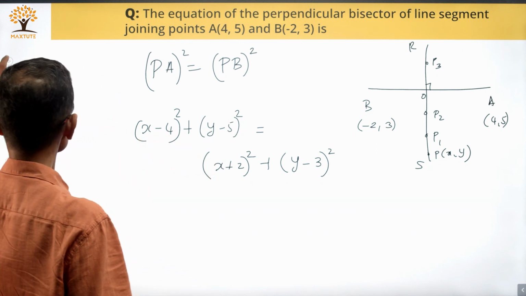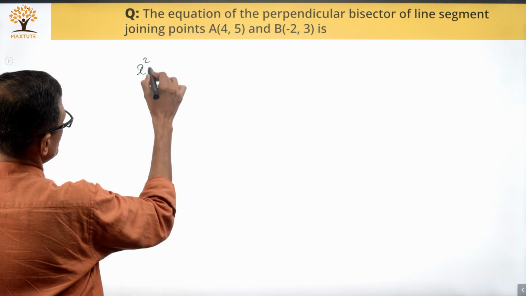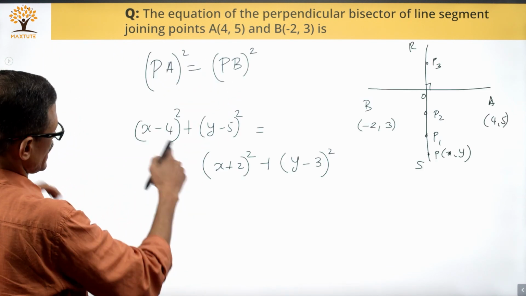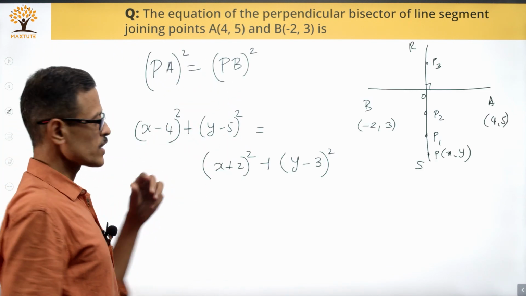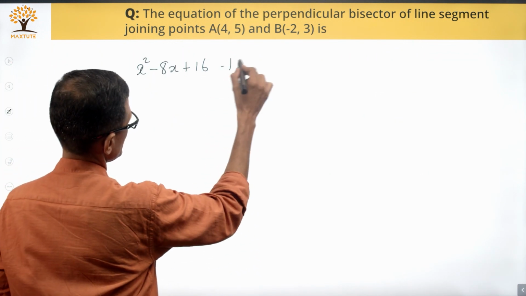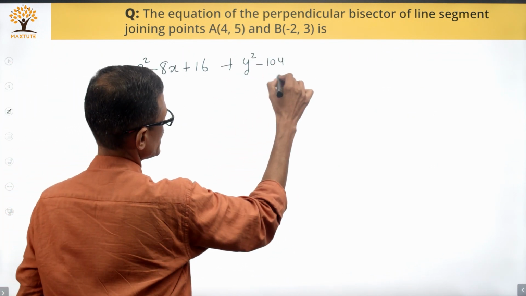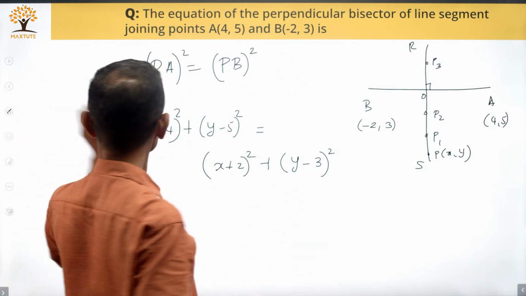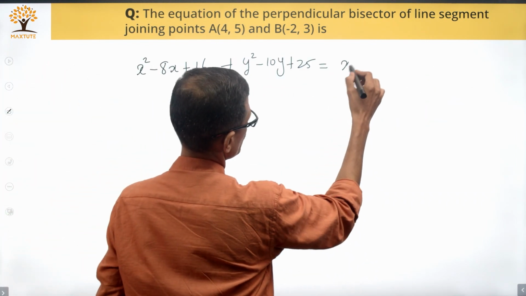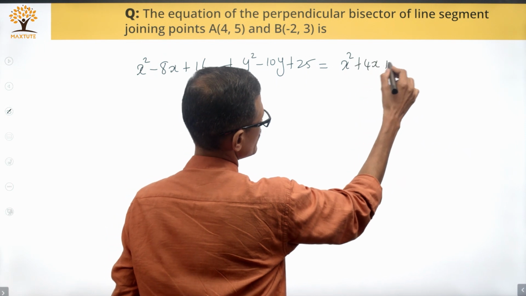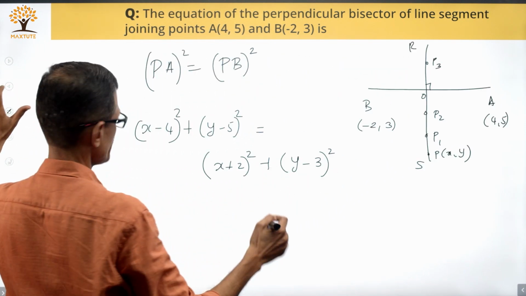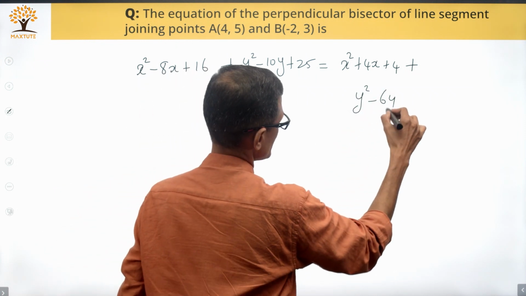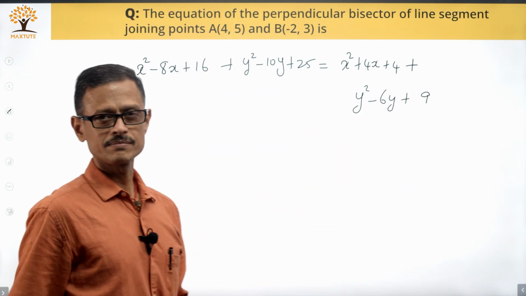X minus 4 the whole square, we'll do that first. X square minus 8x plus 16, right? That is x minus 4 the whole square plus y minus 5 the whole square, which is y square minus 10y plus 25. This is equal to x plus 2 the whole square, which is x square plus 4x plus 4, plus what do we have here? Y minus 3 the whole square, which is y square minus 6y plus 9.